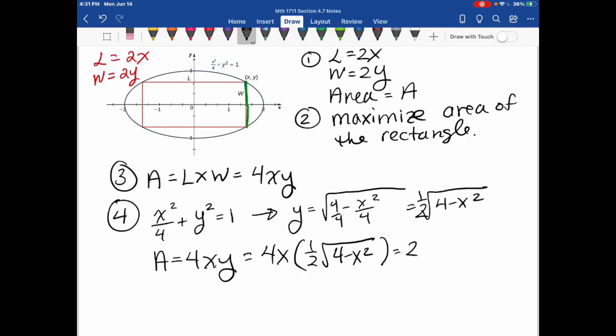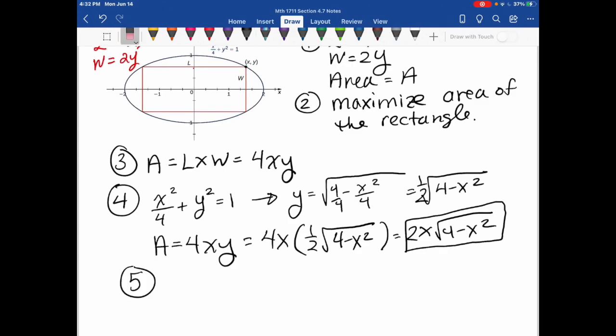So I have 4x times y, which is 1/2 square root of 4 minus x squared. And then when I multiply the 4 times 1/2, we're left with 2x square root of 4 minus x squared. So this is our area of the rectangle, all in terms of x. Now for step 5, we need to find a domain for our area function, so the values of x that we want to look at. Notice that the ellipse goes out to 2 at the most. So for our value of x, let's consider between 0 and 2.